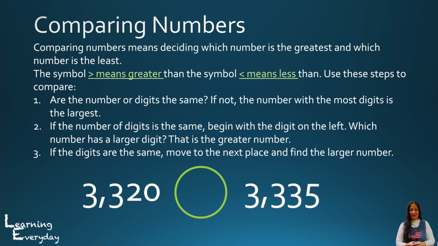Here we have 3320 on the left and 3335 on the right. Let's compare the digits again. On the furthest digit, we have 3s and they both are the same. Go to the next digit, they both are 3s. So go to the next digit, we have a 2 on the left and a 3 on the right. So we know that 3,320 is less than 3,335.